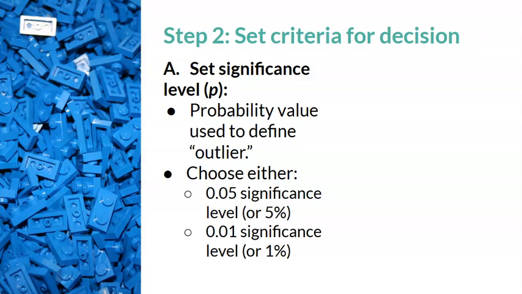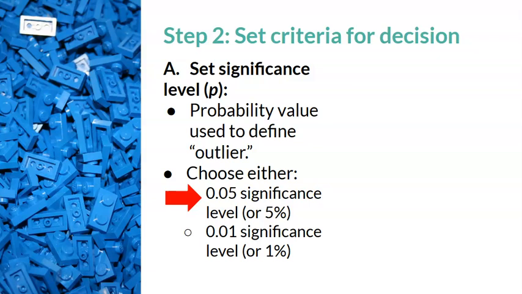Reminder that probability can be reported in decimals, fractions, and percentages. So a 0.05 significance level is the same as 5%. Now, statisticians made it even easier and actually told us that 0.05 is the preferred significance level to use.